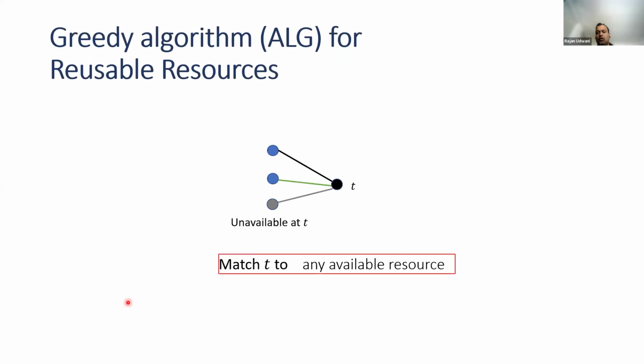Okay, so the greedy algorithm here is super simple. When an arrival comes, it has some edges. Some resources may be temporarily unavailable. They are reusable, so they may come back after some time. But nonetheless, anything that's unavailable, I ignore. Then from the ones that are available, I just match to any resource. I could have some prices on the resources, and greedy could match to the one that has higher price and so on, but I'm keeping things simple.